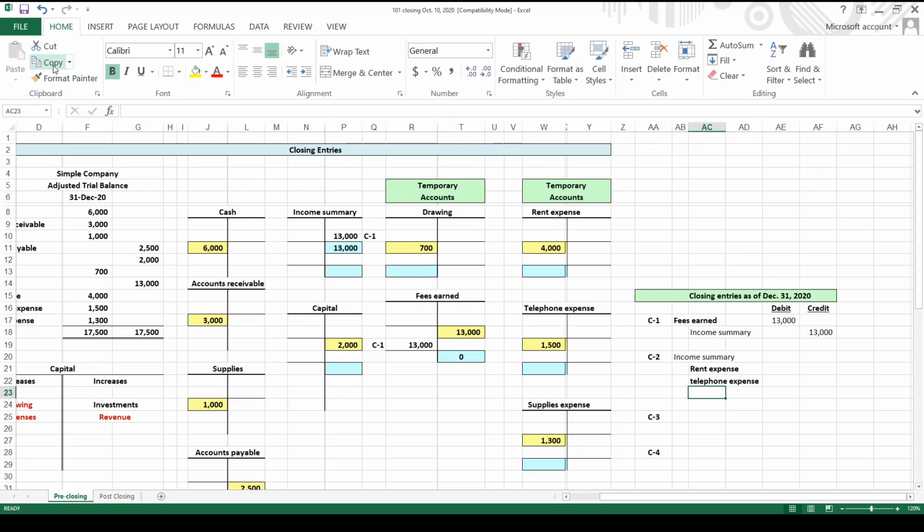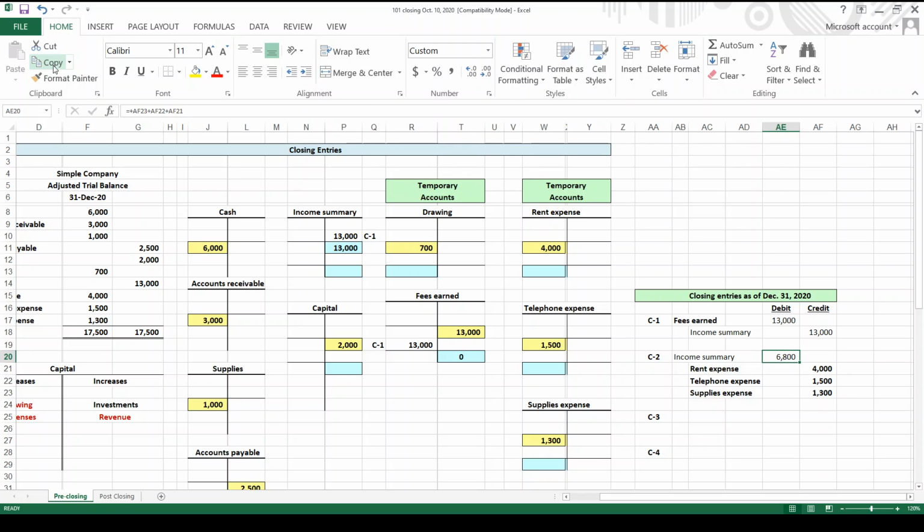We have supplies expense. So we're going to have 3 credits. What if you had 30 accounts? Well, you'd have 30 credits. Okay, so what's the balance in rent expense? $4,000. I want to get rid of it. It's got a debit balance. I need a credit to make it go away. Credit telephone expense. Credit supplies expense. So what's the sum of these? That's going to go to income summary.